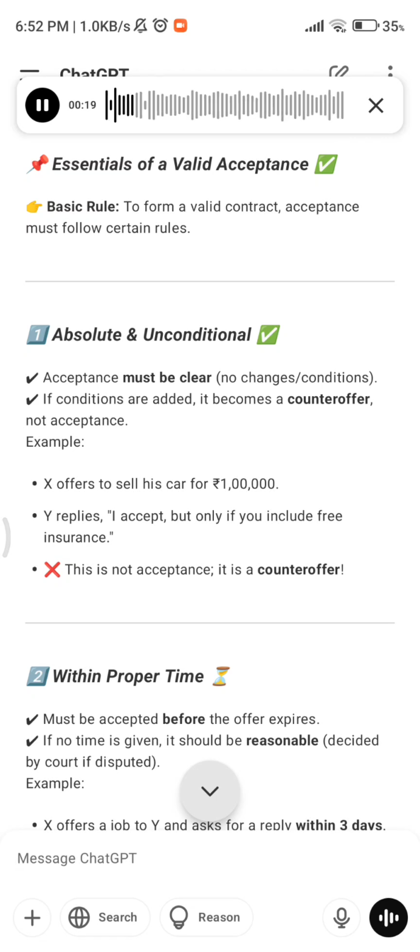Example, X offers to sell his car for 1,000. Y replies, I accept, but only if you include free insurance. This is not acceptance, it is a counteroffer.